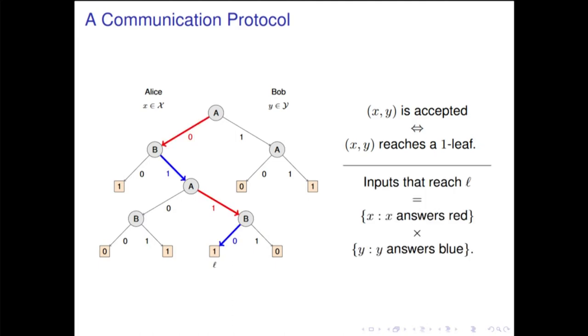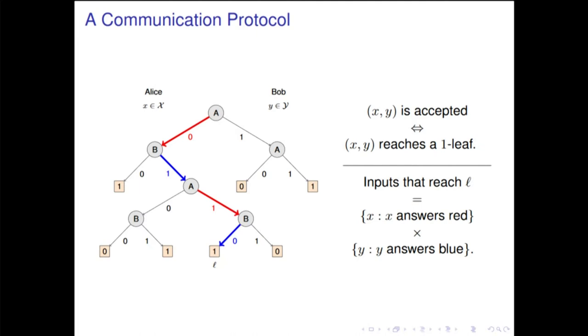And what kind of inputs reach a one leaf? So let's take this leaf here. It's those inputs on which the X will answer 0 at this node and 1 at this node, and those Ys on which Bob will answer 1 on this node and 0 on this node. So it's a product set. Any X that satisfies that and Y that satisfies that will reach this leaf.